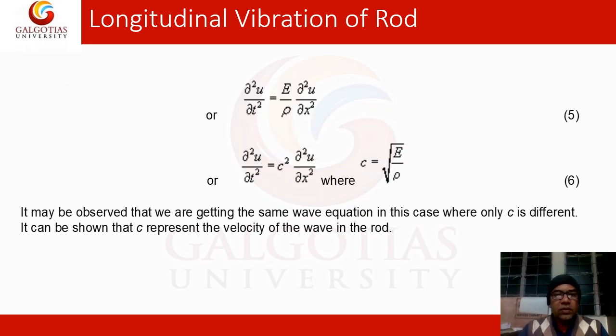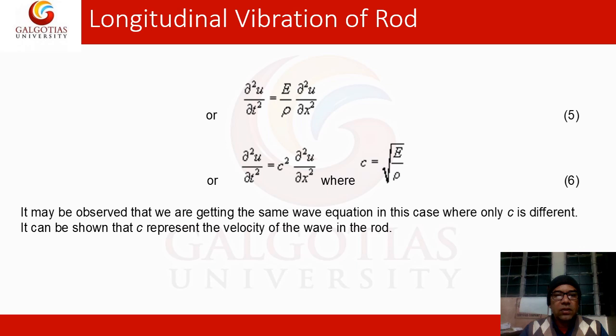So for the longitudinal vibration of the rod, the wave equation can be written as ∂²u/∂t² equal to E/ρ times ∂²u/∂x². This is a second order partial differential equation.